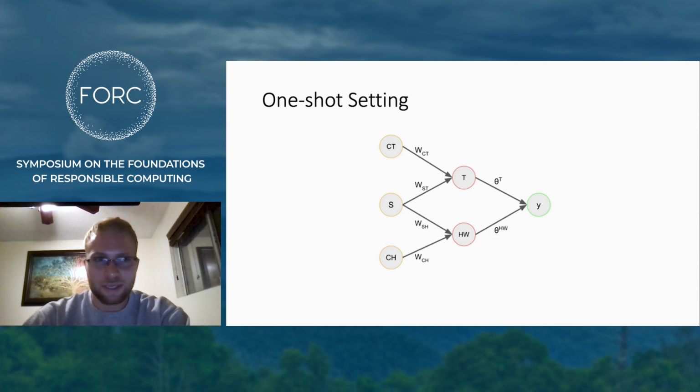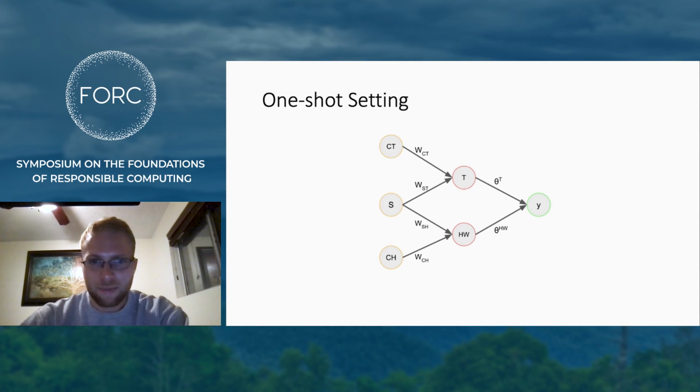So let's take a look first at this one-shot setting. Assume the teacher assigns a student a grade using a linear combination of two features, test score and homework score, denoted by the red circles in the diagram. The student has three ways to improve their observable features: by cheating on the test, by studying, and by cheating on the homework. And these are denoted by the yellow circles in the diagram.